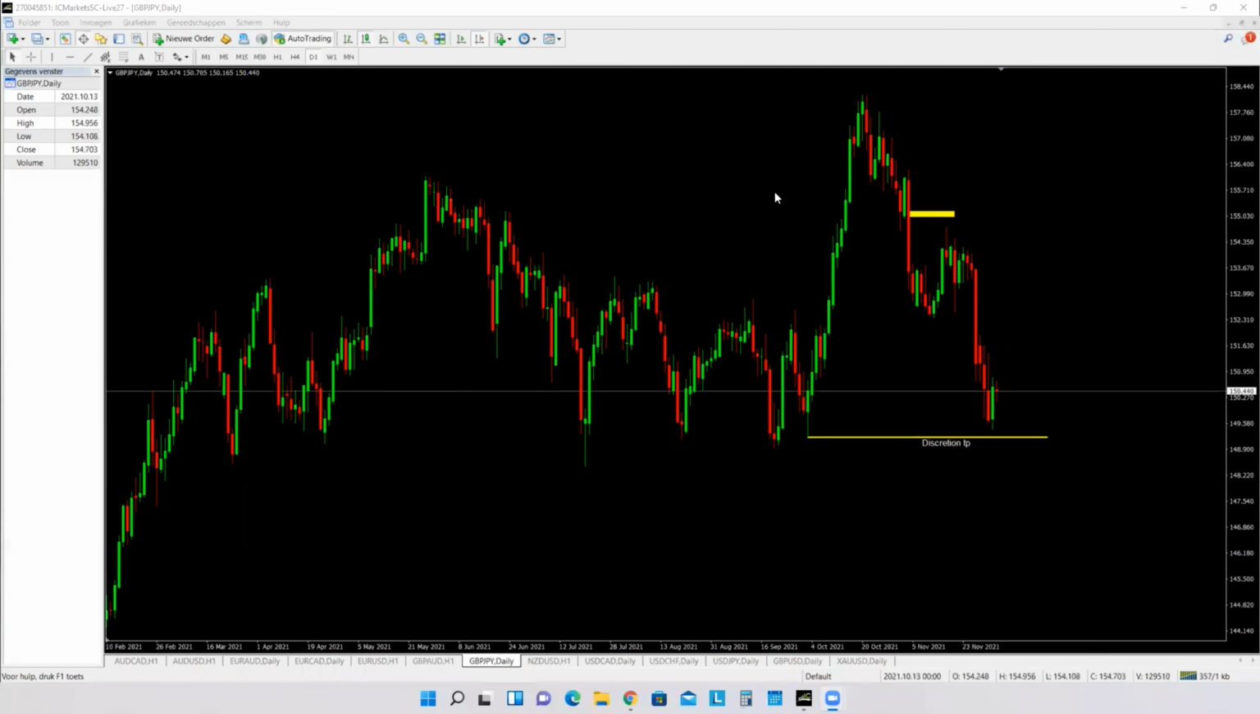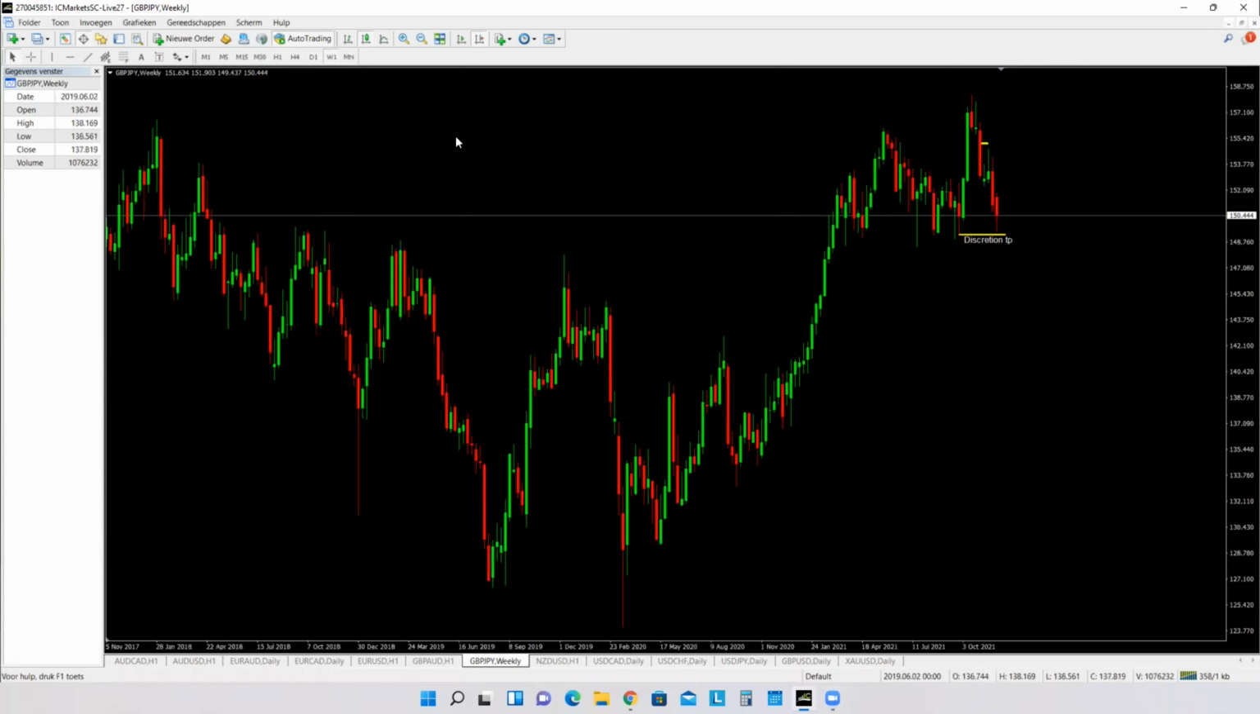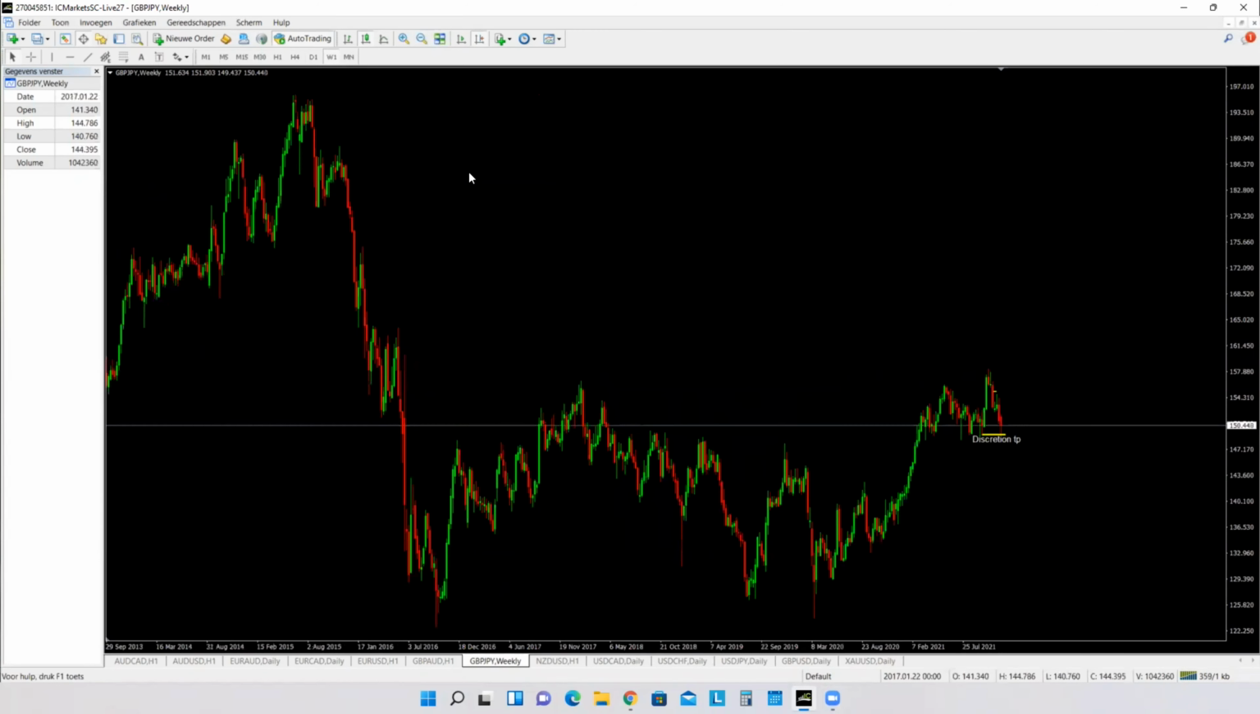Now, why did I take shorts? Quite simple. Long term, I'm bullish on this. Don't get me wrong, I'm bullish, but look at what we did.